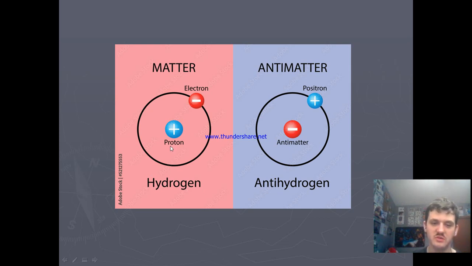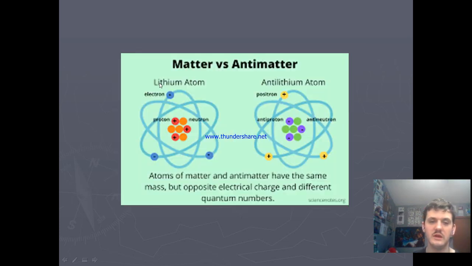Here's another picture. So you can see the proton is positive. An electron. And here is an antiproton and a positron. Hydrogen and antihydrogen. And here's a lithium and there's an anti-lithium. Atoms of matter and antimatter have the same mass, opposite electrical charge, and different quantum numbers.